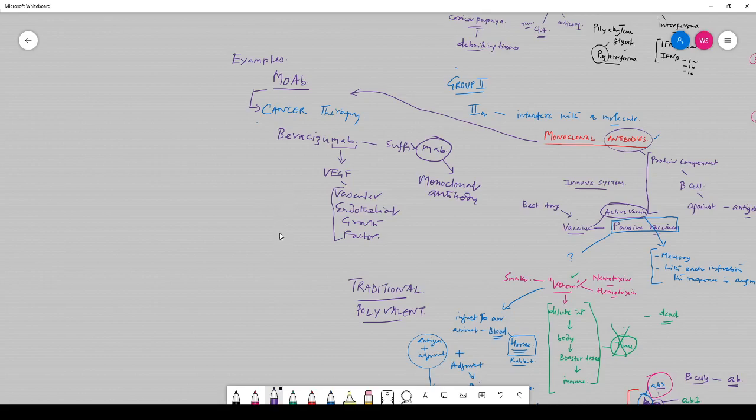Then there is another cancer drug, cetuximab. This is an endothelial growth factor receptor inhibitor. It's an antibody against endothelial growth factor receptor. Again it is to do with the angiogenesis, which can be inhibited.